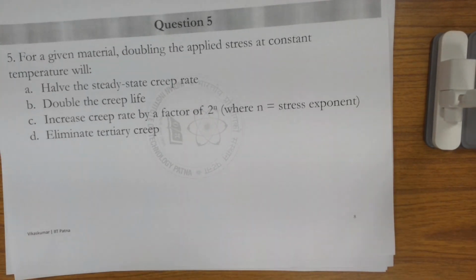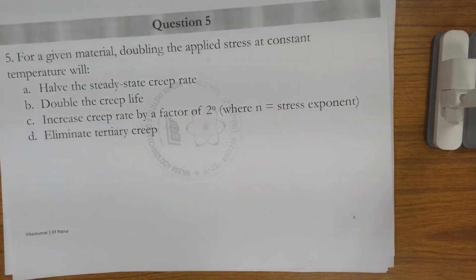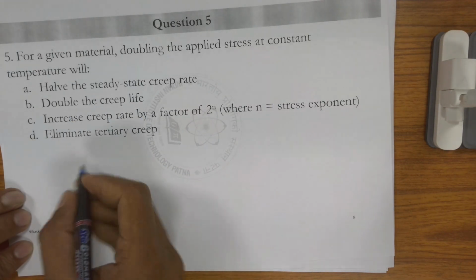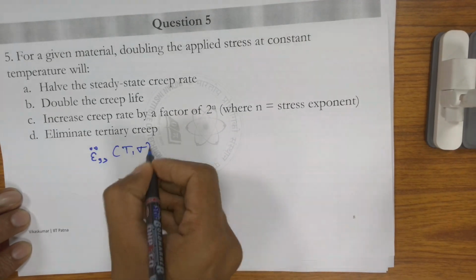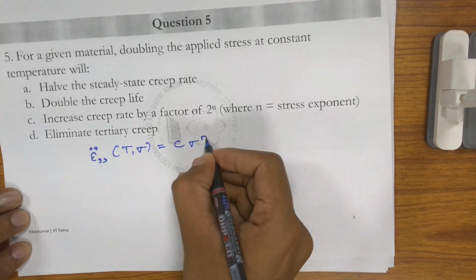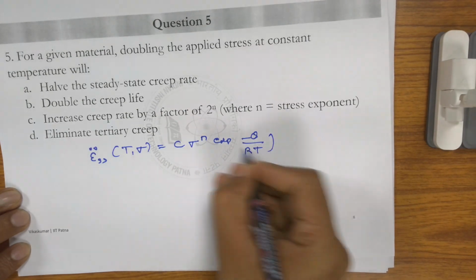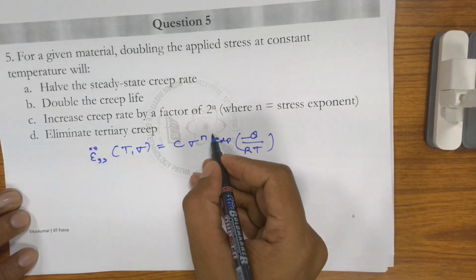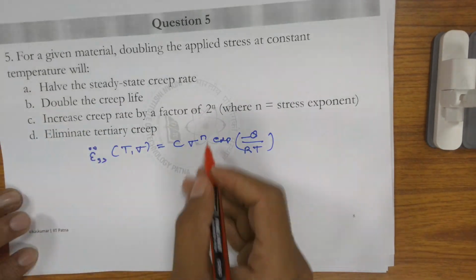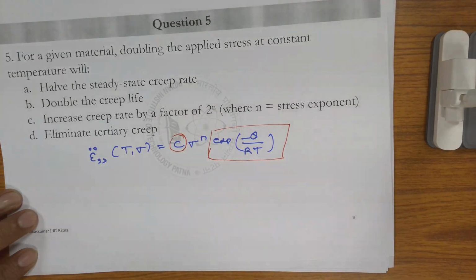For a given material, doubling the applied stress at constant temperature will halve the steady state creep rate. Okay, so mostly we are talking about the steady state creep rate. We know the formula for the steady state creep rate, which is a function of the temperature and the stress, is nothing but constant times sigma to the power of n times exponential of minus Q divided by RT. Right now we are talking about constant temperature, so this factor is constant. So this factor we don't need to consider. C is also constant, so this we also don't need to consider.